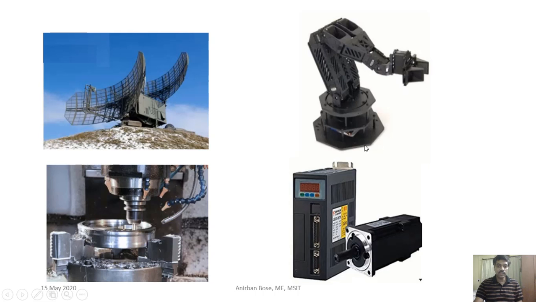Now you can see different applications, like in a robotic arm, all these arm joints have servo motors. Or you can see in CNC machining or different machining, this kind of motors are used for the actuation of different components. Here you can see in the antenna, the rotation of these antennas is controlled by this kind of servo motors. Okay.